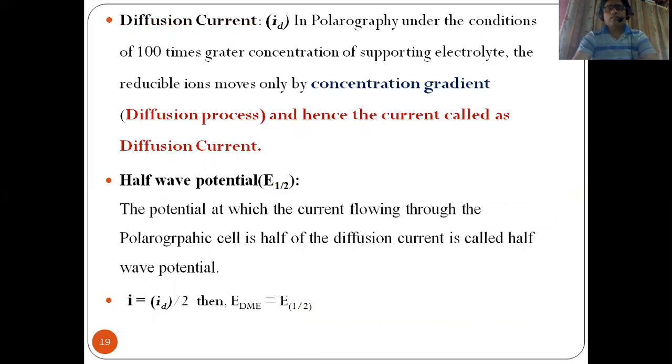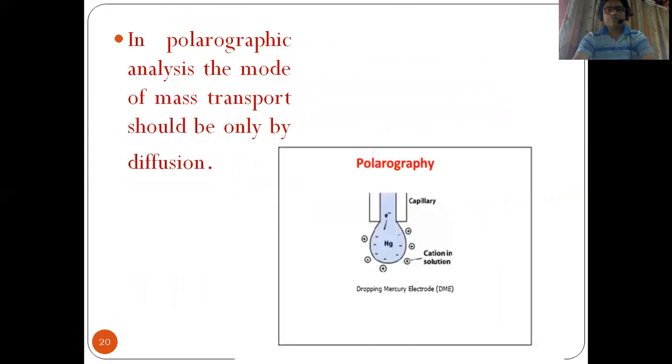And diffusion current in polarography: under the conditions of 100 times greater concentration of supporting electrolyte, the reducible ions move only by a concentration gradient. That is a diffusion process, and hence the current is called diffusion current. Next term is half wave potential, E half. The potential at which the current flowing through the polarographic cell is half of the diffusion current is called the half wave potential. That is, current is equal to Id by 2. In that case, EMF of DME is equal to EMF of SCE.